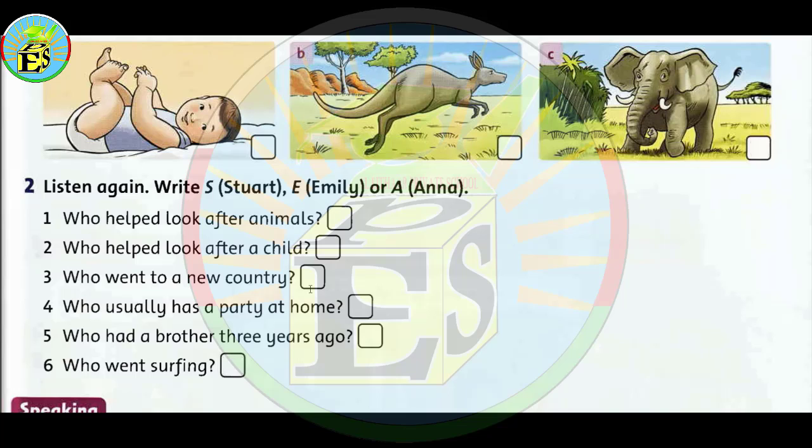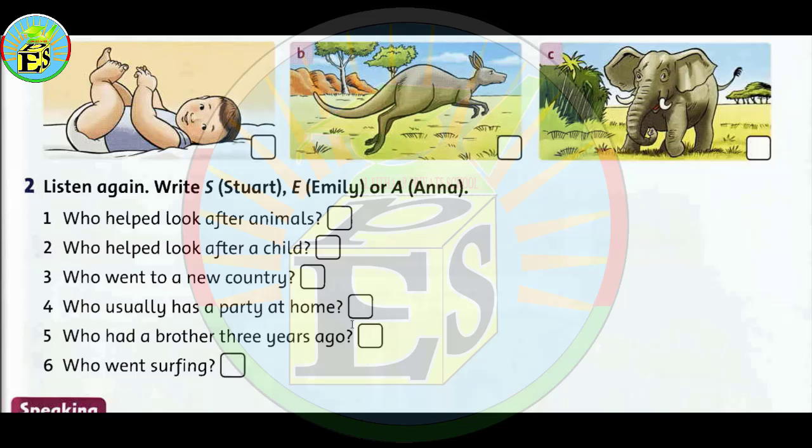Number 3, who went to a new country? It was Stewart. He went to Australia and he saw the kangaroos. Number 4, who usually has a party at home? She was Anna. So write A. Number 5, who had a brother 3 years ago? She was Emily. Write the letter E. And the last one, who went surfing? He was Stewart, because when he went to Australia it was really hot and he went surfing and he enjoyed it.